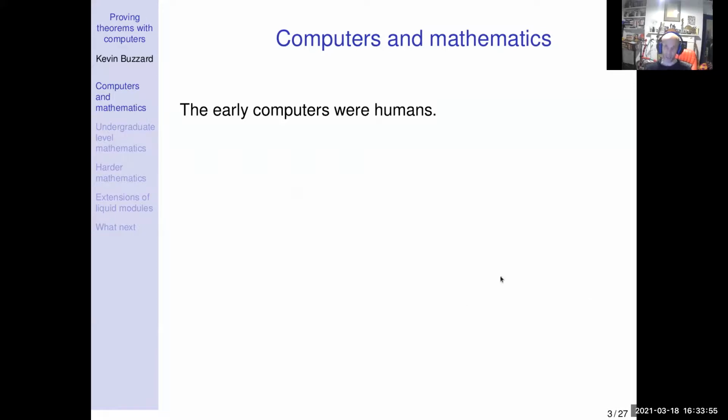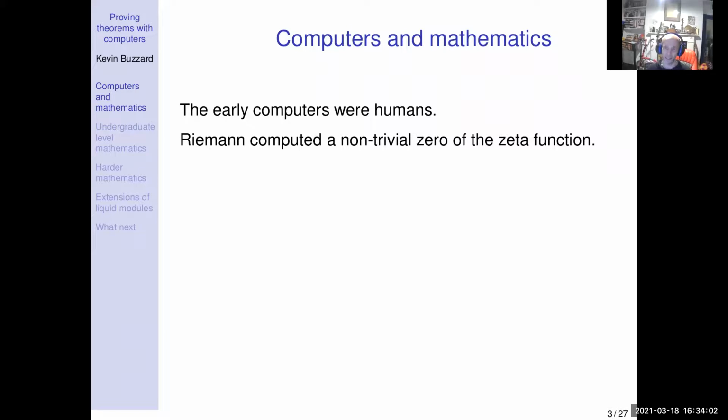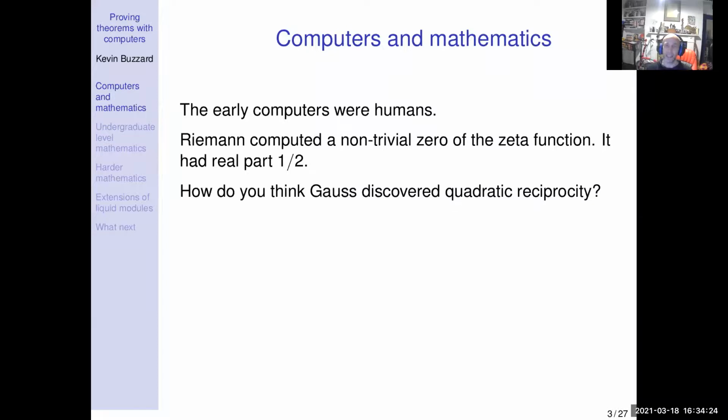Computers. A computer used to be human a long time ago. It was a human that did calculations, and there are plenty of examples of mathematicians who did calculations. For example, Riemann, even well before computers, could figure out a non-trivial zero of his zeta function, and indeed it had real part a half, and imaginary part just over 14.